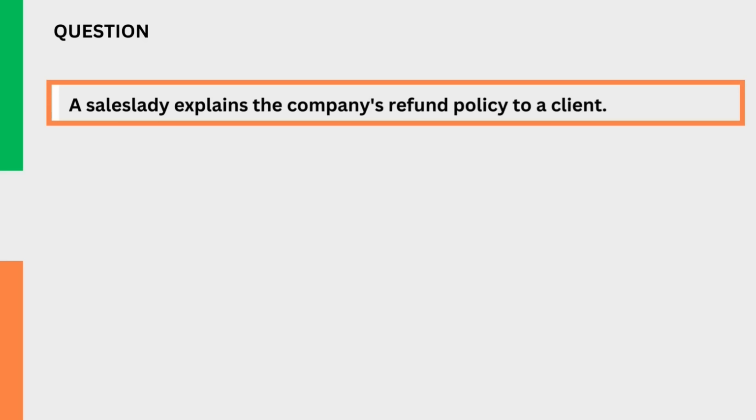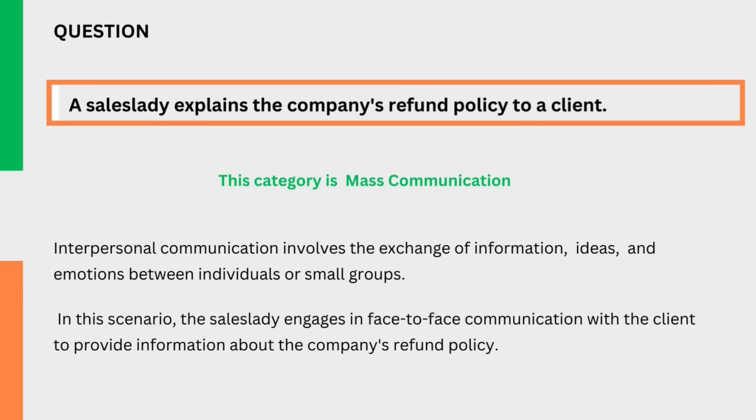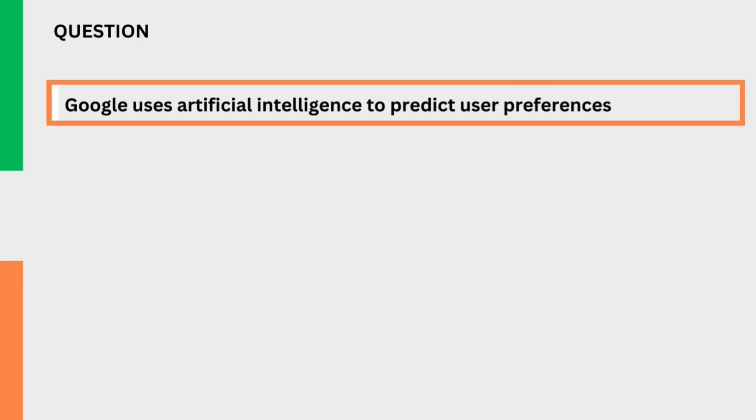2. A sales lady explains the company's refund policy to a client. The category here is interpersonal communication. Interpersonal communication involves the exchange of information, ideas, and emotions between individuals or small groups. In this scenario, the sales lady engages in face-to-face communication with the client to provide information about the company's refund policy.